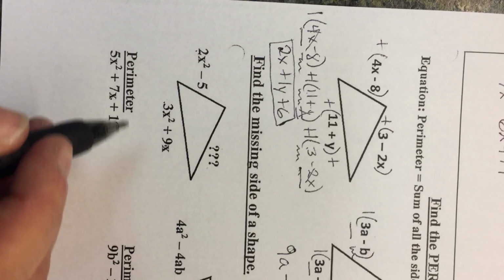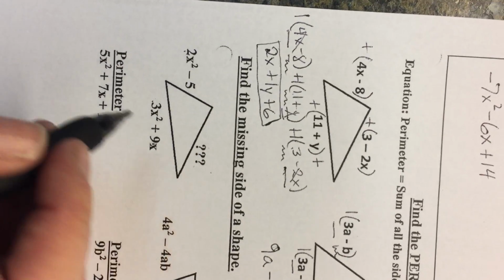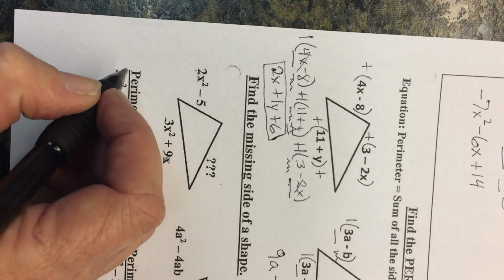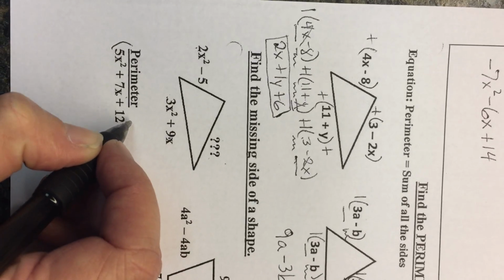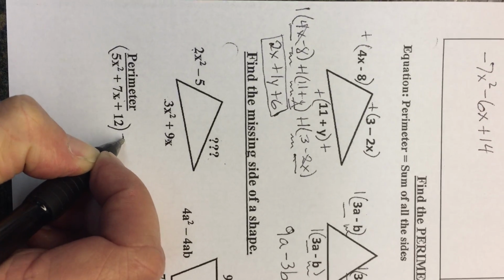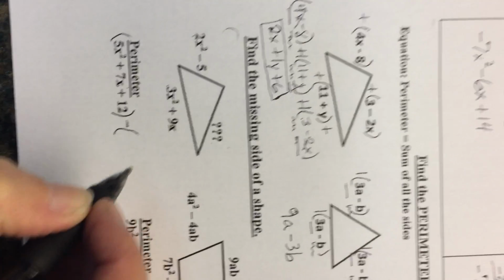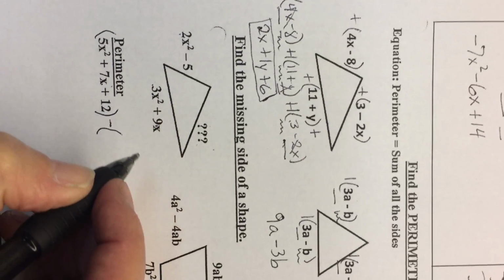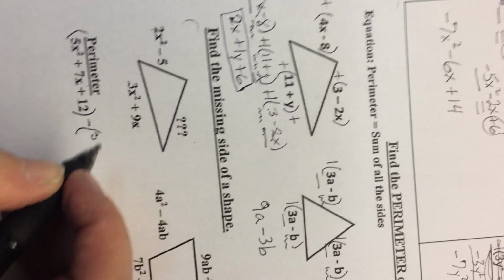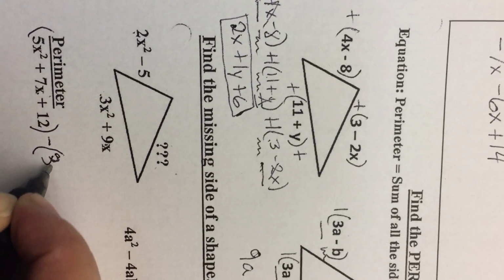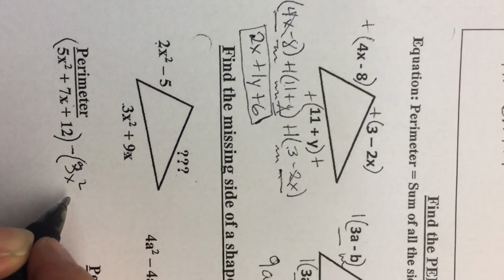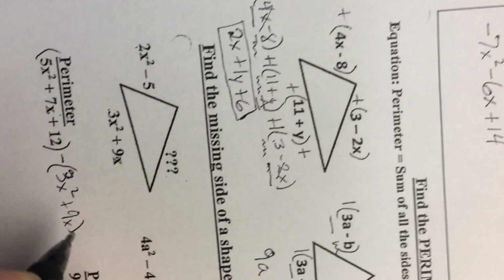So here is my perimeter. If I add all three sides up, it equals this. So I'm going to start with this one, and notice I'm putting parentheses around these, and I'm going to subtract out one side, and here's one side, 3x squared plus 9x. So there's my one side.